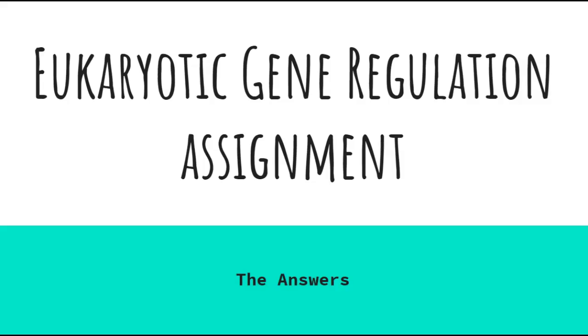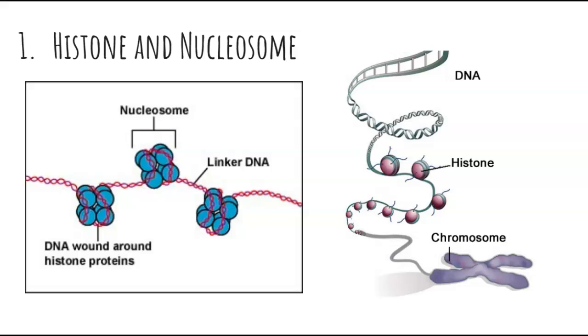All right, we're going to walk through the answers to the eukaryotic gene regulation reading assignment that you did out of your textbooks, right? Section 15.2. Okay, so I'm just going to walk you through so you can hopefully figure out how you did, and get some more explanation. So question 1 is about histones and nucleosomes.